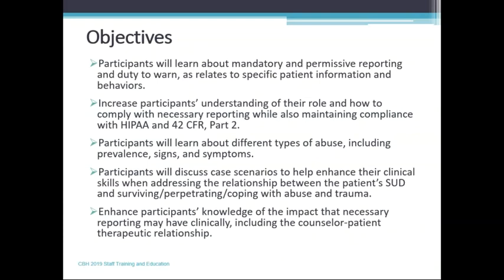We're going to go over some of the different types of abuse and types of populations, including some stats on prevalence of that type of abuse, as well as signs and symptoms of abuse. We've got some different case scenarios for each of the populations and type of abuse, and we're going to go through those. And then also, just to give you some things to think about as far as how mandatory reporting or necessary reporting can have a clinical impact on the counselor-patient therapeutic relationship, as well as you personally and for the patient.